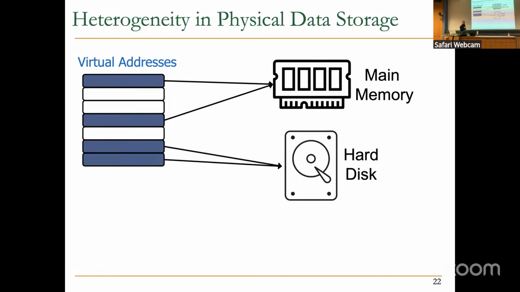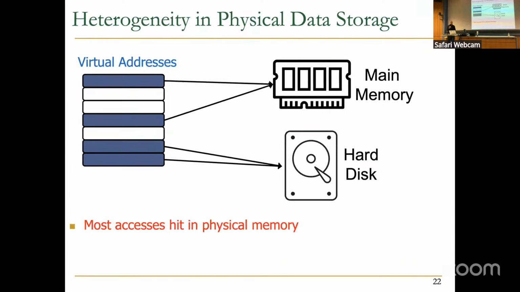So what benefit do we get here? We have transparent support for multiple different physical data storage, which means that the programmer doesn't need to care whether data is stored in the main memory or hard disk. The operating system, or the system as a whole, needs to make sure that this data is mapped to the corresponding device.